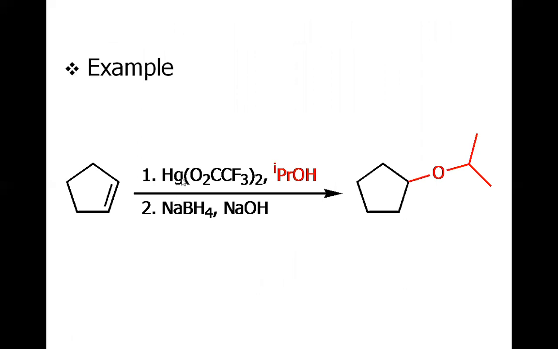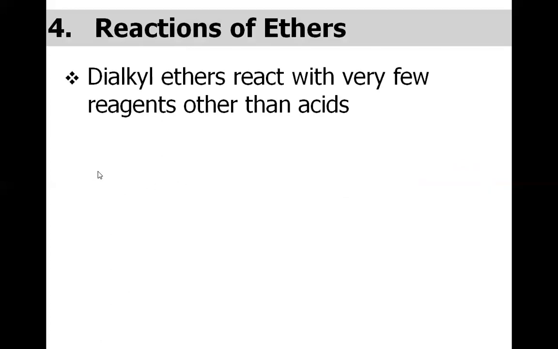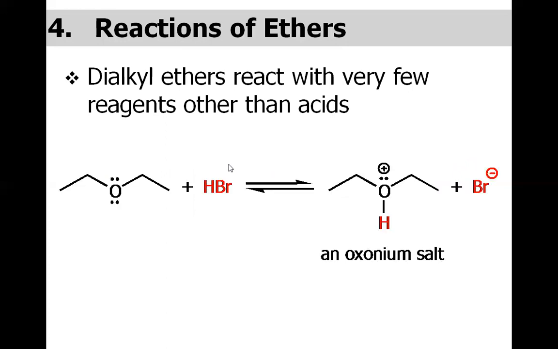This is another example. Now this time it is not mercuric acetate, but another version. This is called mercuric trifluoroacetate. If it is isopropanol, we have the isopropoxy group attached to the double bonded carbon. If we have butanol, we will have the butoxy group attached. So whatever alcohol you use, the corresponding alkoxide will attach to the carbon-carbon double bond, and there will be ether formation.